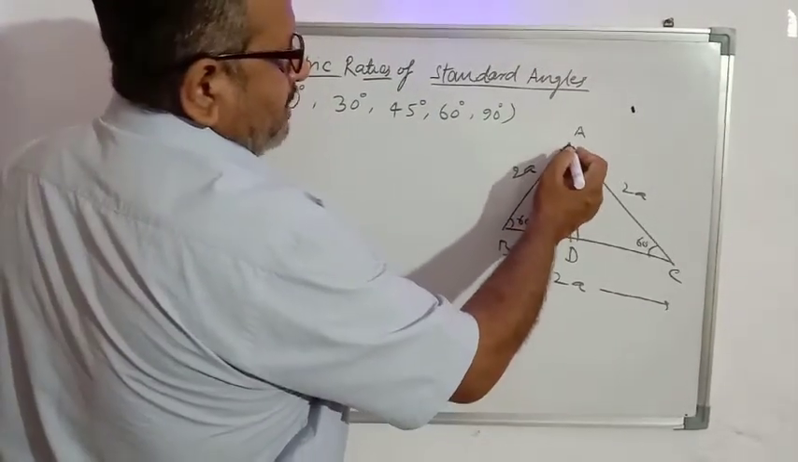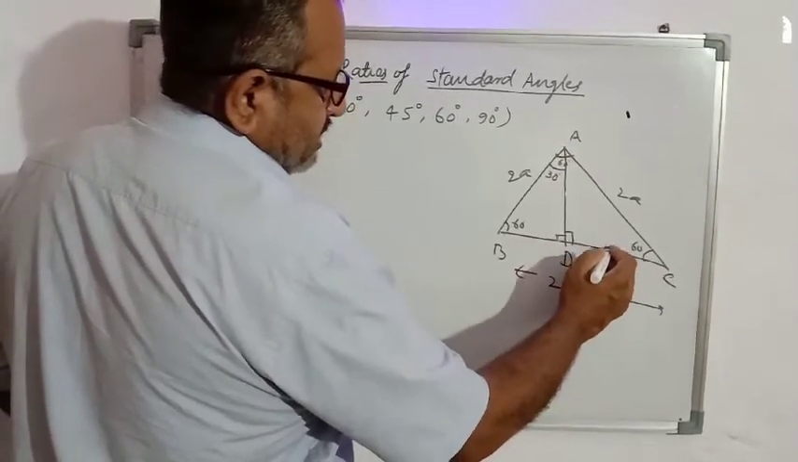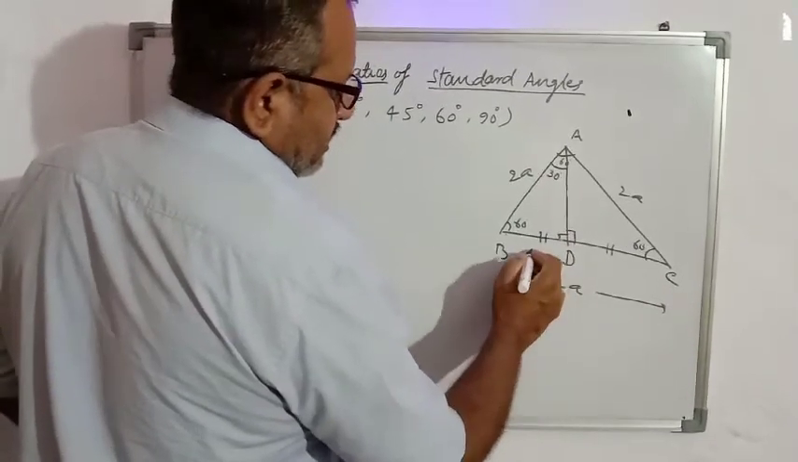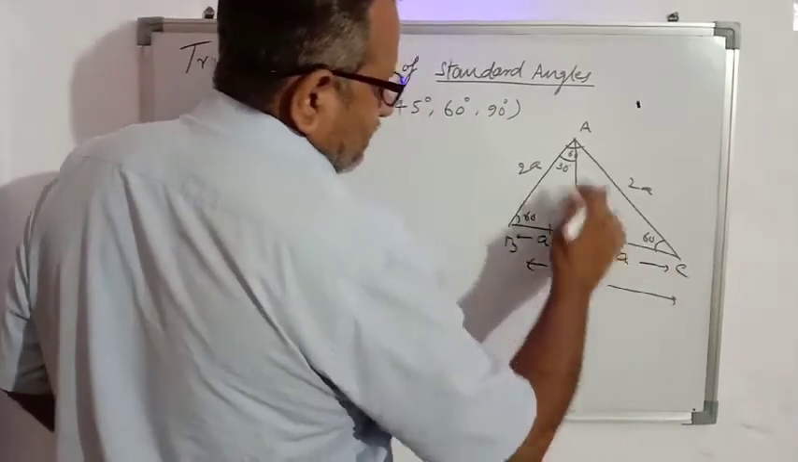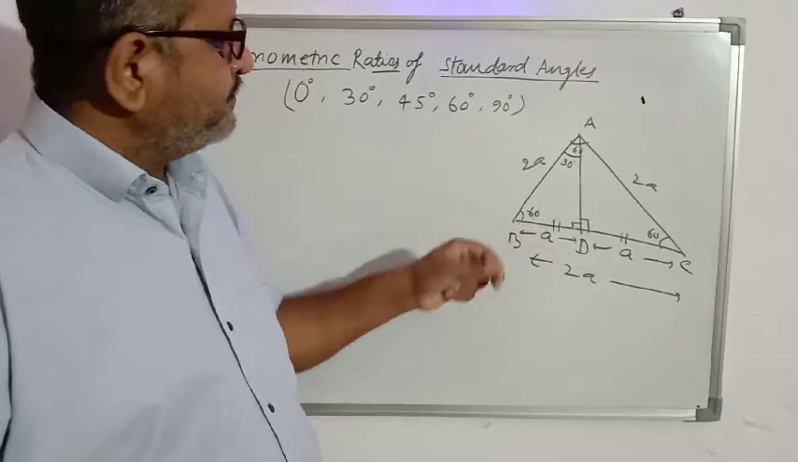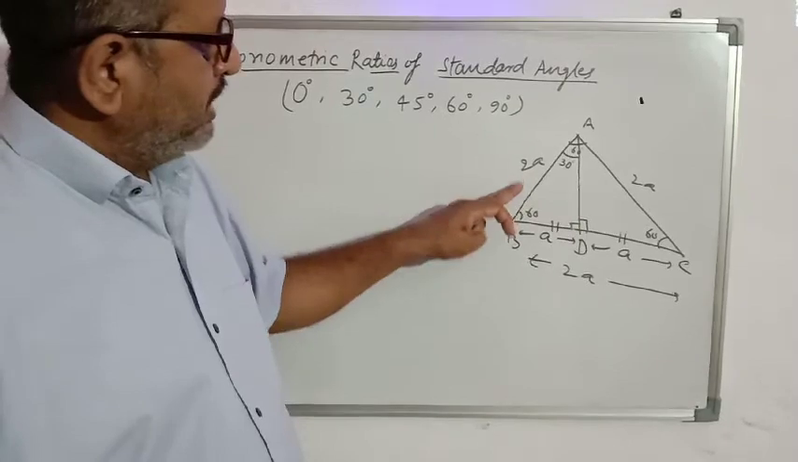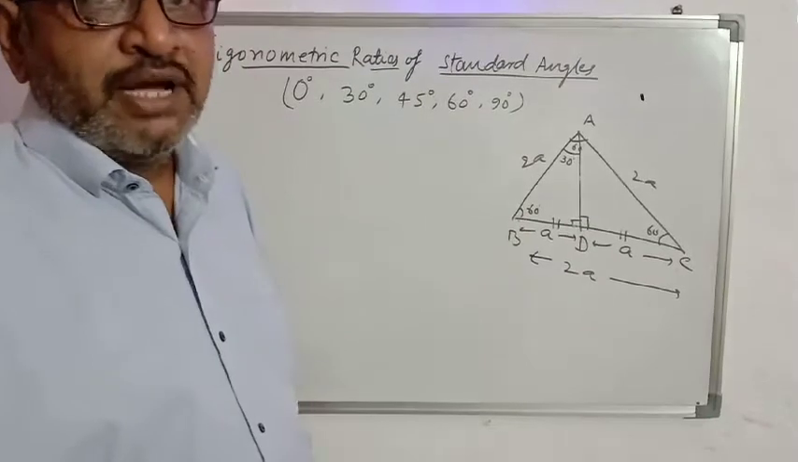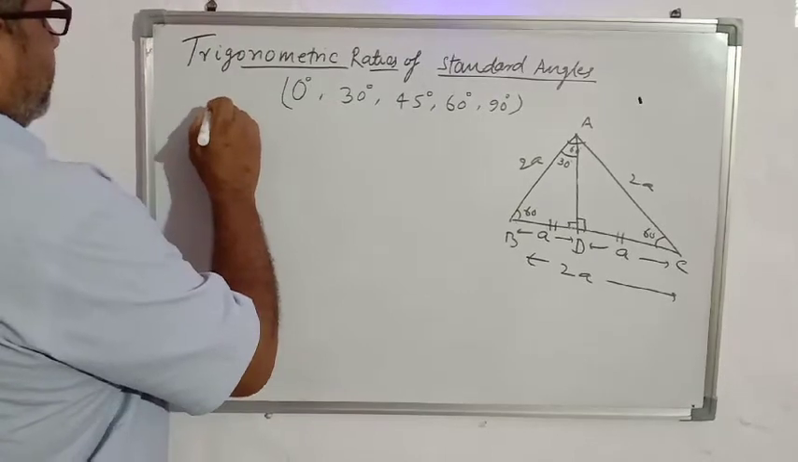When we draw the perpendicular from the vertex A on the opposite side BC, it will bisect the opposite side. So these two sides will be equal. Total length of the side BC is 2A. So BD will be A and DC will be also A. It will divide the base equally into two parts. So BD is A. See right angle triangle ABD. Hypotenuse is 2A. Base is A. We can find the third side AD using Pythagoras theorem.